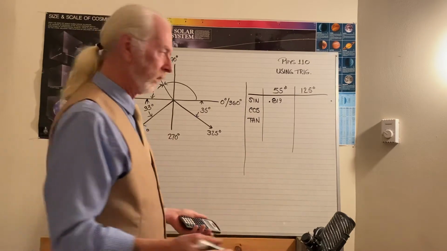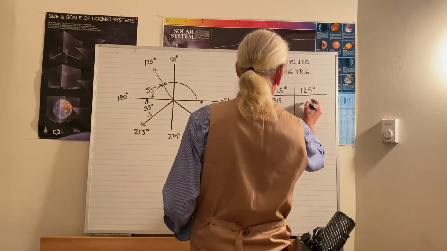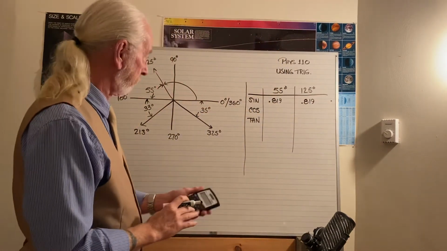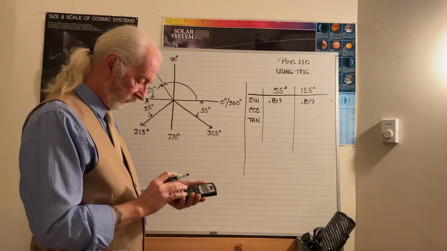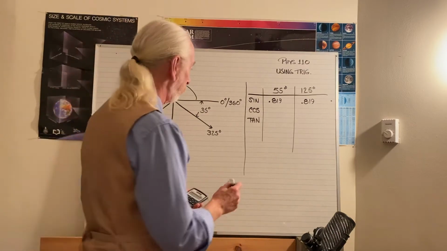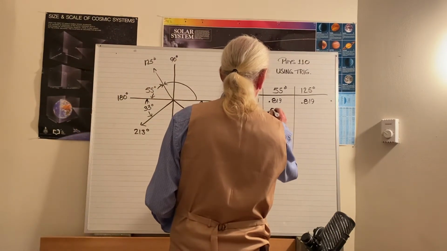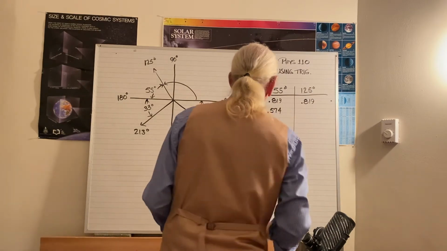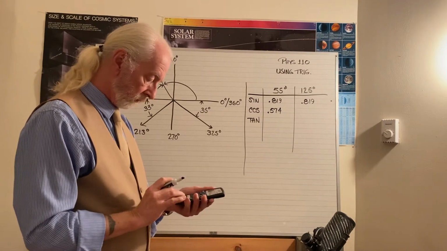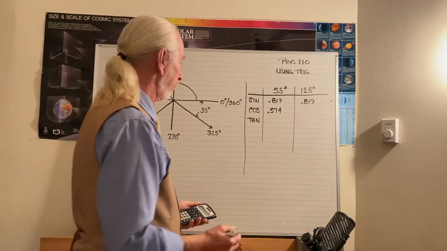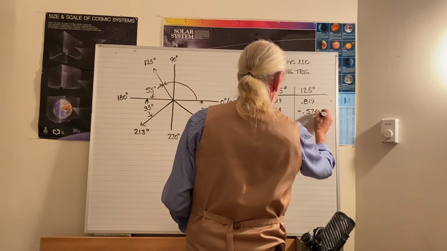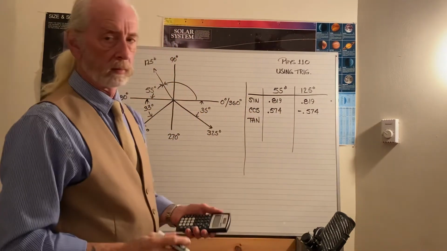Sine 125 comes out to 0.819. Well, what's the big deal, Kimball? Well, let me show you. Okay. Now let's do the cosine of 55 degrees. So cosine 55 comes out to 0.574. Now we'll do the cosine of 125. Oh, what do I get? I get a negative 0.574. Oh, that's kind of messy.